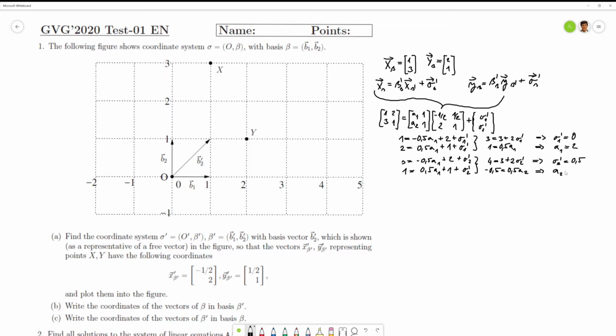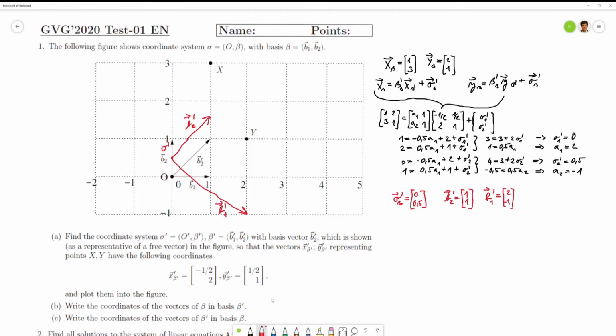Note that because beta is a standard coordinate system, we can suppress it and write b2 prime as 1 1 without the beta as a lower index, and the same for b1 prime, which is 2 minus 1. So to fulfill the first subtask, we have to draw it in the figure. We will draw first the O prime, then from O prime we will draw the beta 2 prime, which is just a shift about O prime, and the vector b1 prime, which is 2 times beta 1 and minus 1 times beta 2.